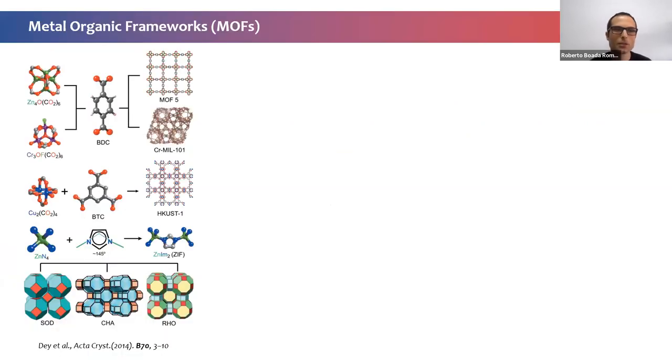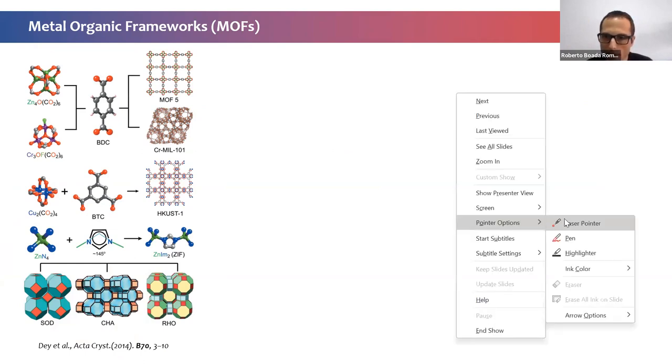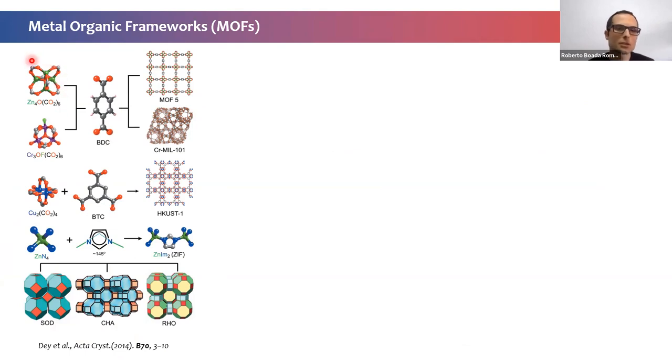So let's start from the beginning. For those of you that are not familiar with MOFs, metal organic frameworks, as they are called, they are porous structures. They are structures that combine inorganic cornerstones with organic linkers, so they are hybrid structures. And the good thing is that we can use different secondary building units and organic linkers to get different structures.